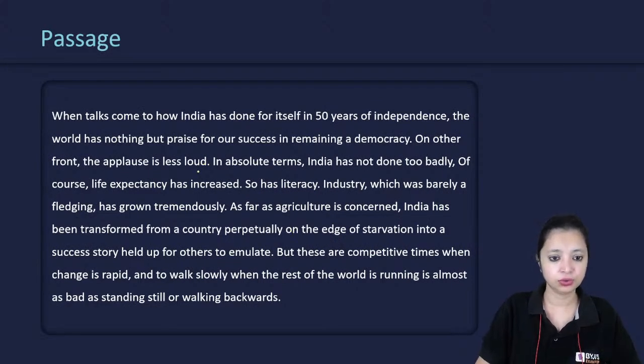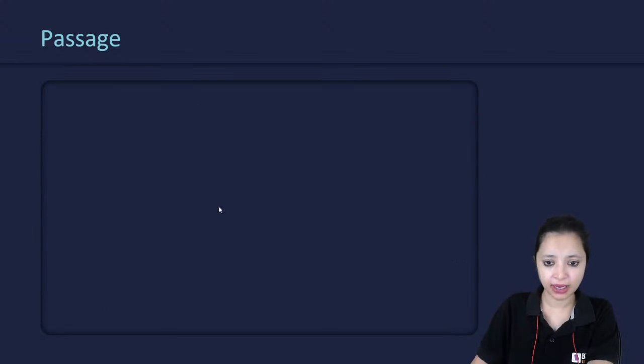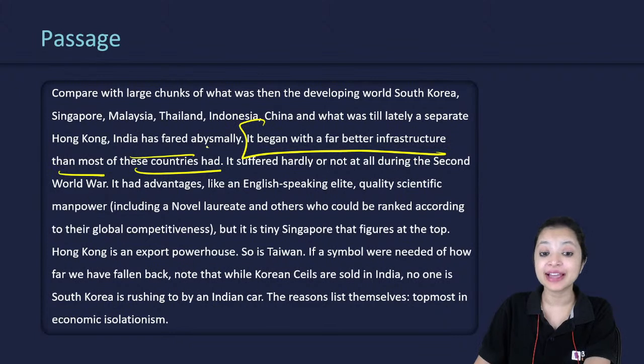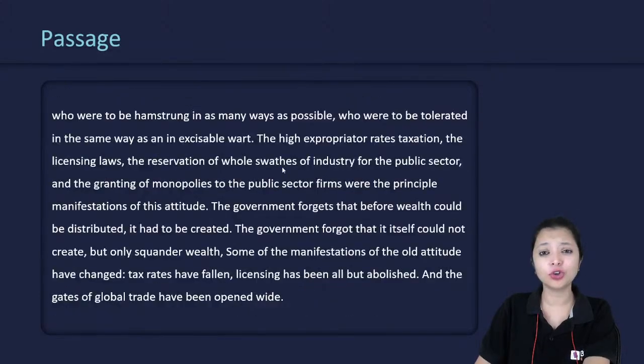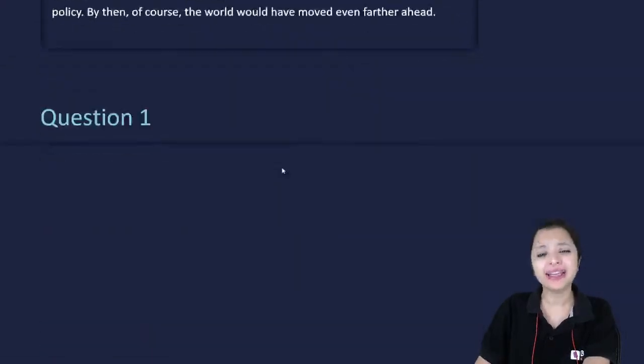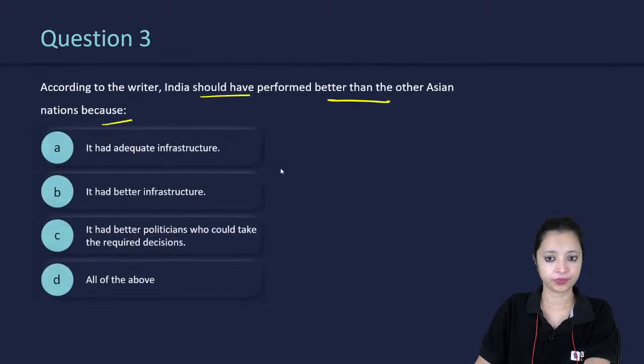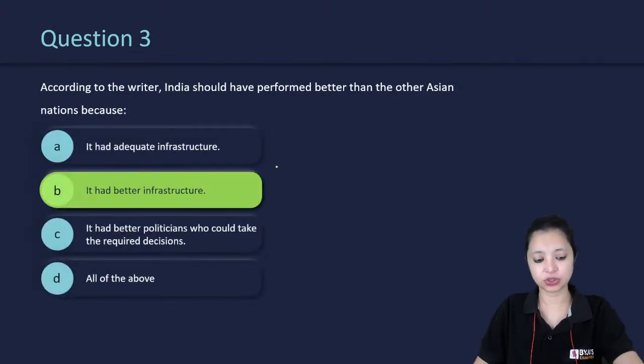Okay, so we are walking backwards. Where is South Korea? Yes. Okay, so here we go. It began with a far better infrastructure than most of these countries had. Yet, these countries are more advanced than us, even though we had better infrastructure. So, it's a factual answer clearly written in the passage. It does not talk about politicians being good. It does not talk about adequate infrastructure, but better infrastructure. So, the correct answer is B here. Next question, everyone.